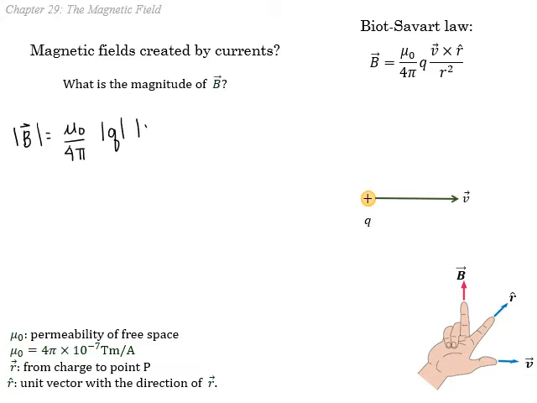Then that's times the magnitude of V cross R hat. So that's the magnitude of a vector cross product divided by R squared. One of our properties of a cross product is that the magnitude of the cross product between two vectors, V cross R hat, is equal to the magnitude of the first vector V times the magnitude of the second vector R hat times sine theta.